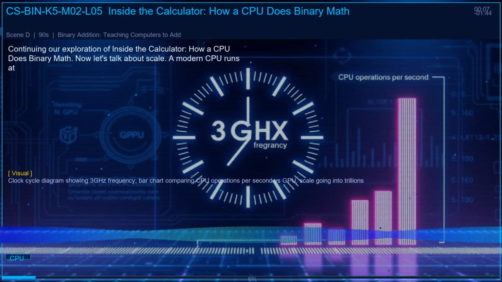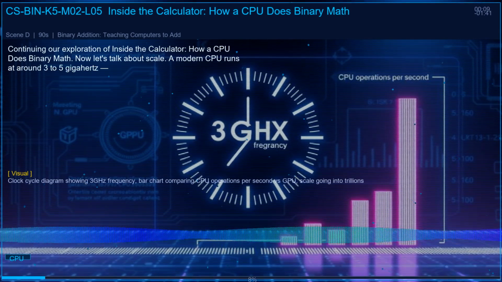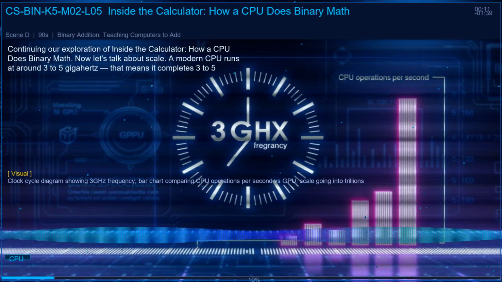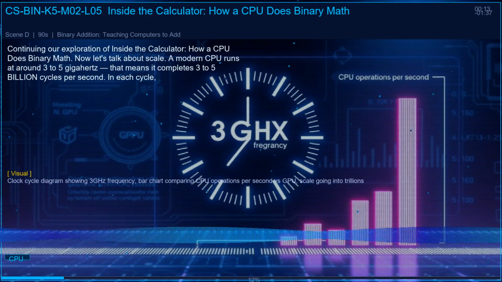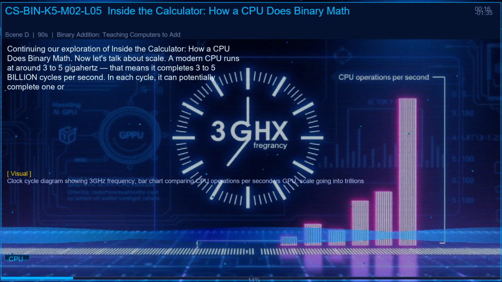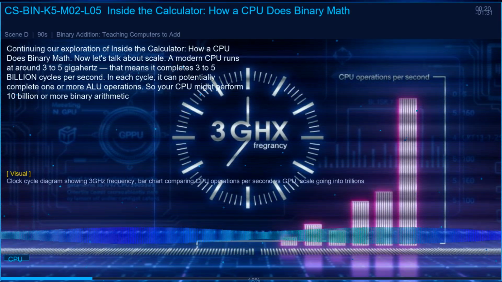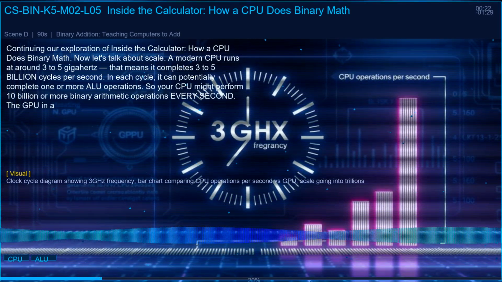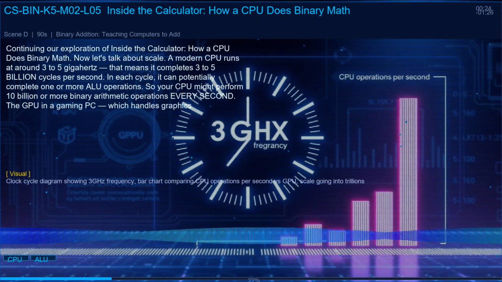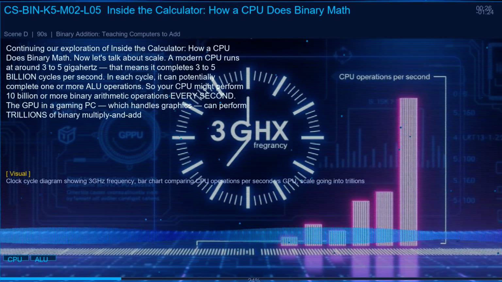Now let's talk about scale. A modern CPU runs at around 3 to 5 GHz, that means it completes 3 to 5 billion cycles per second. In each cycle, it can potentially complete one or more ALU operations. So your CPU might perform 10 billion or more binary arithmetic operations every second.